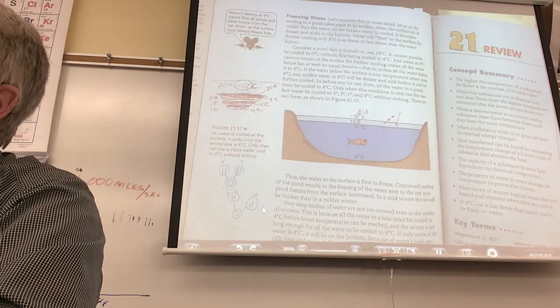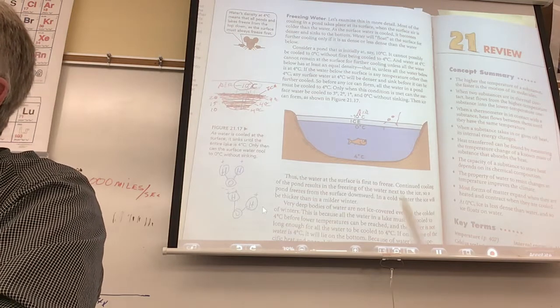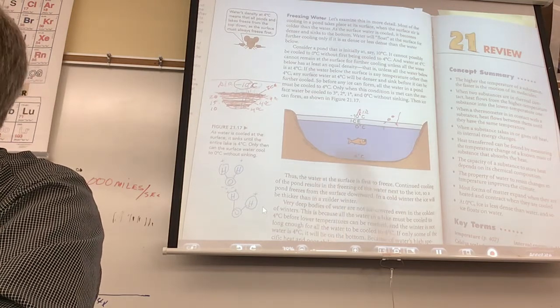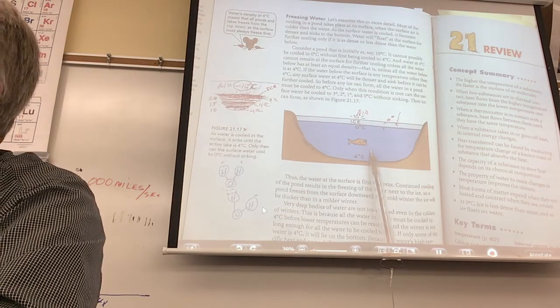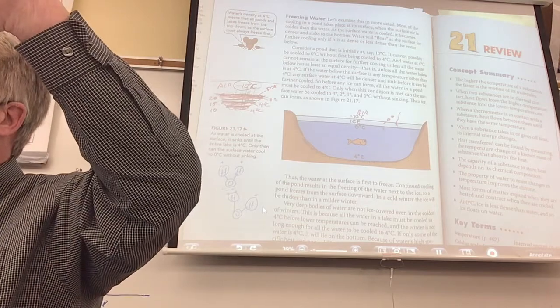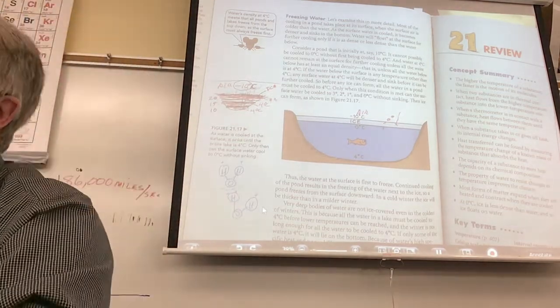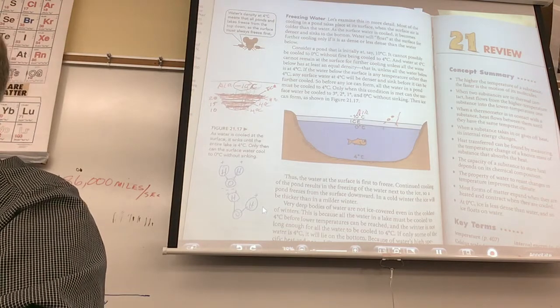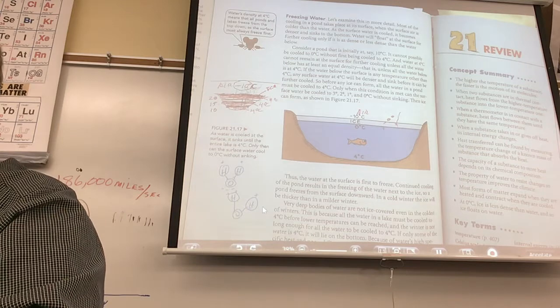Yes. Why is the bottom 4 degrees? Well, let's say the water at the bottom was 8, and then 4 degree water comes down and it's more dense, so it would push the 8 degree water up on top of it. So eventually more 4 degree water would come, and 4 degrees is the most dense liquid water ever gets. So it's actually more dense than 8 degree water.